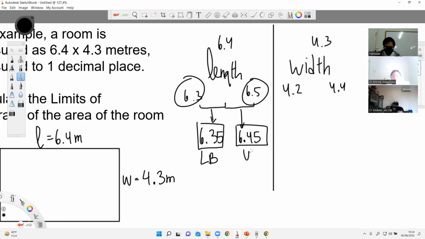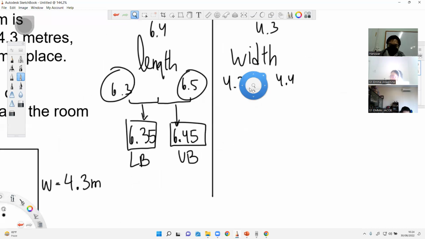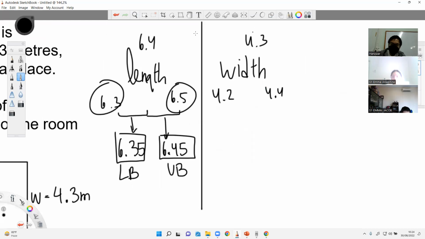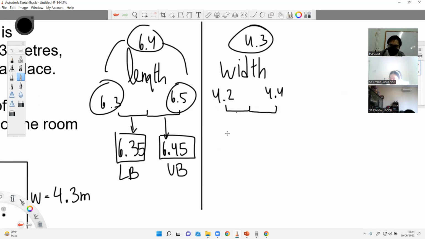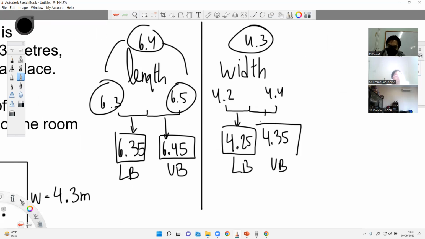LB, UB. Okay, and then look at the width. In between, so this is the regular calculation. In between 4.2 and 4.4, what is the middle? 4.25 and 4.35. So first thing first, what you need to understand is to know what is the lower bound, what is the upper bound. Okay, let's see one more time, guys.